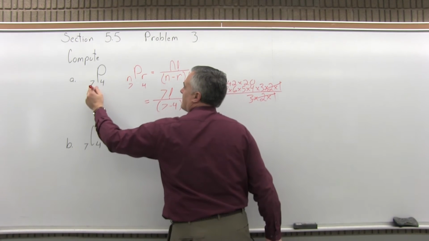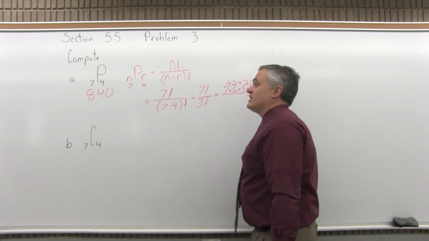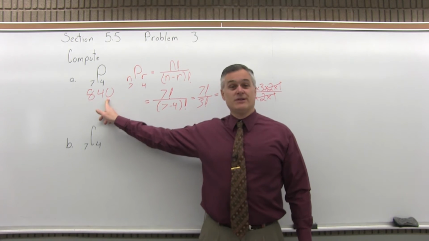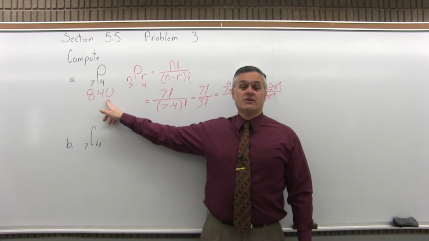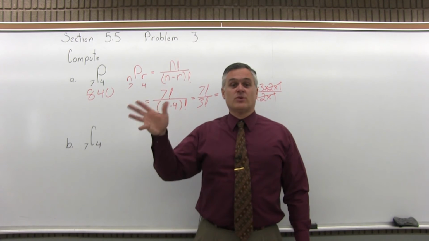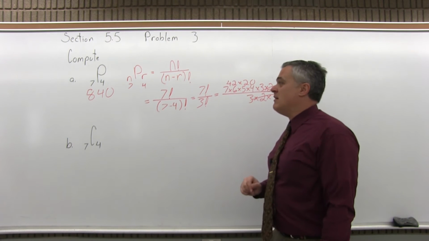So if you have 7 items to choose from, there's 840 different ways you can choose 4 of them if you have no repeats, and the order matters. The same items in different orders count as different answers.